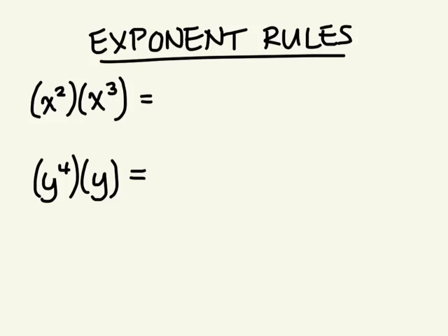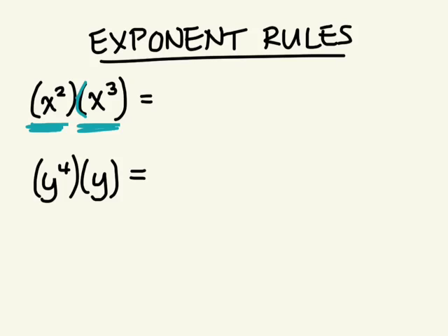We're going to be looking at different exponent rules. First rule we're looking at is when we are multiplying powers. As you can see, we have x to the power of 2 multiplied, right? Brackets means multiply, multiplied by x to the power of 3.